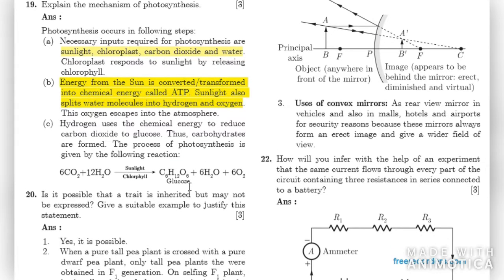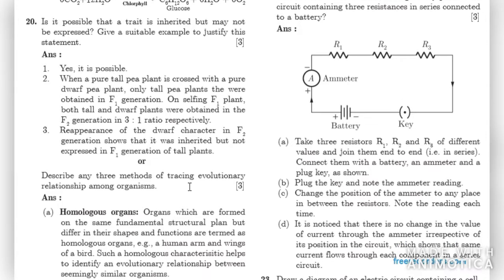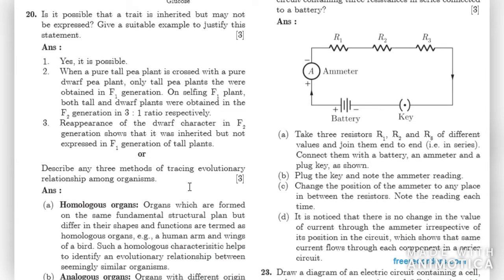Now moving on to question number 20. It says, is it possible that a trait is inherited but may not be expressed? Give a suitable example to justify this statement. So yes, it is possible.